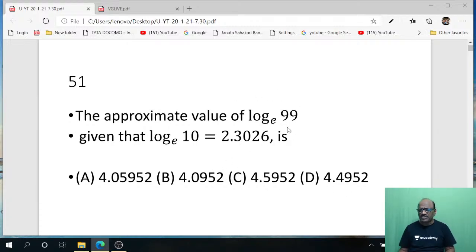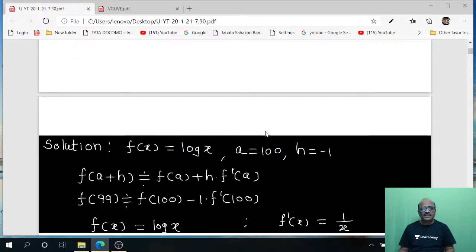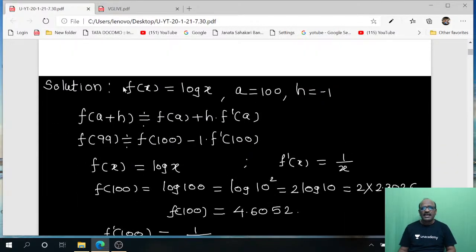The given function is a logarithmic function. Therefore here f of x is equal to log of x. Here 99 is close to 100. Therefore we take a equal to 100 and h equal to minus 1, because we want to find the value of log of 99.